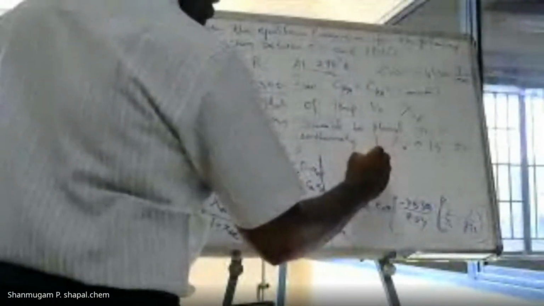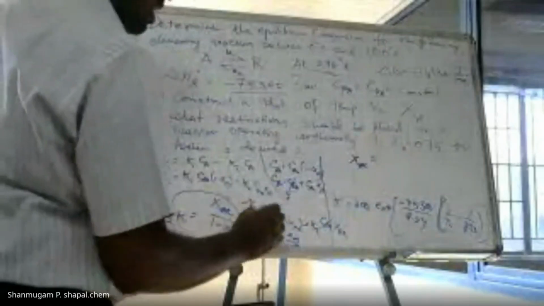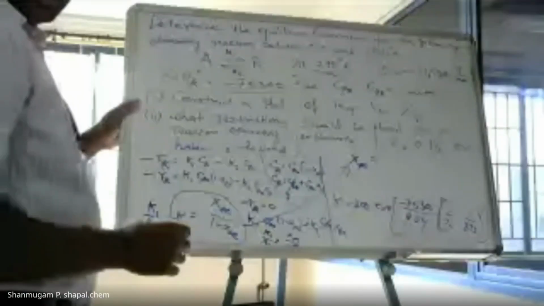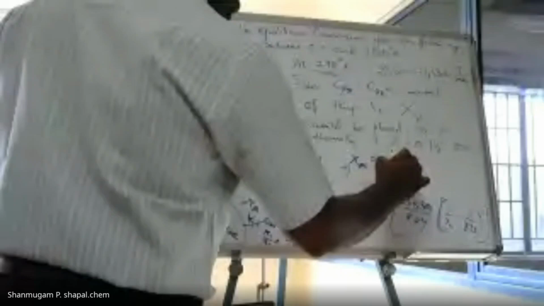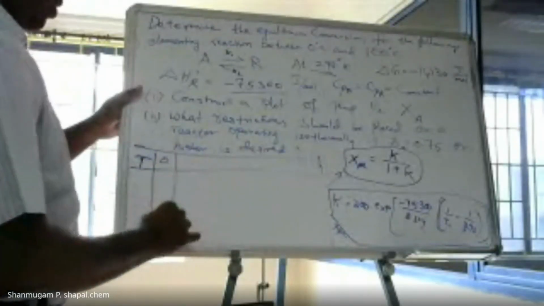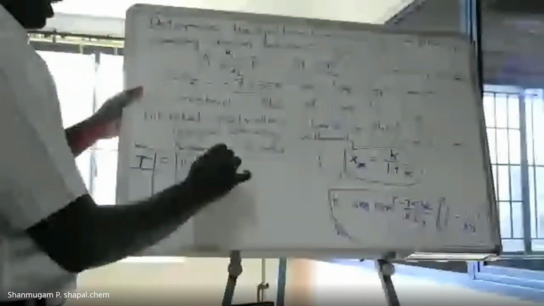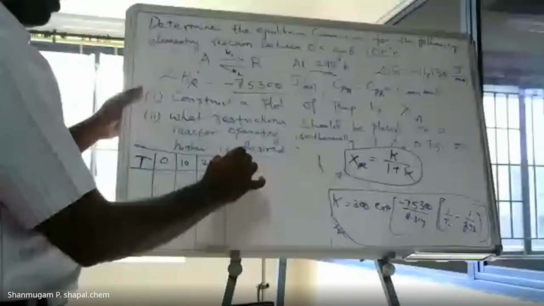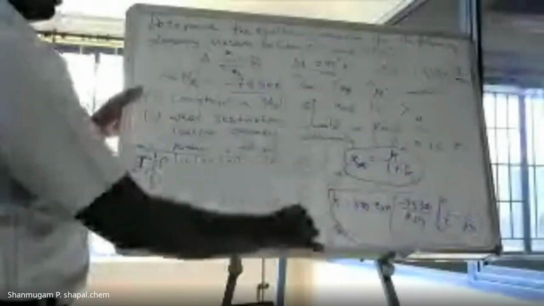If you rewrite this term, XAE is related to temperature with K and conversion with K. Now, to build the values, you start to assume the temperature, for example 0, 10, 20, 30, 40, 50, 60, and so on.